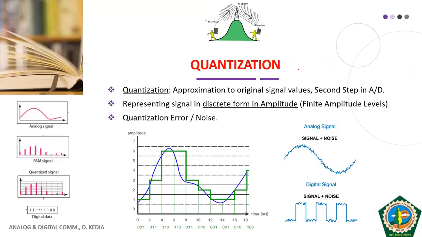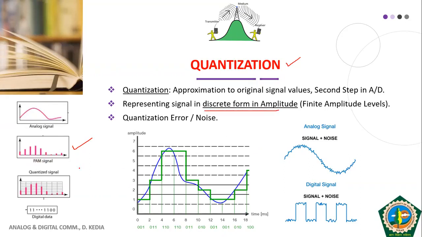So this is our quantization. As I told you in the very beginning, for representing digital signals, we need discreteness in time as well as discreteness in amplitude. We obtained discreteness in time through sampling. So when we sample, we have been able to introduce discreteness in time. Now we need to understand what is the meaning of discreteness in amplitude.